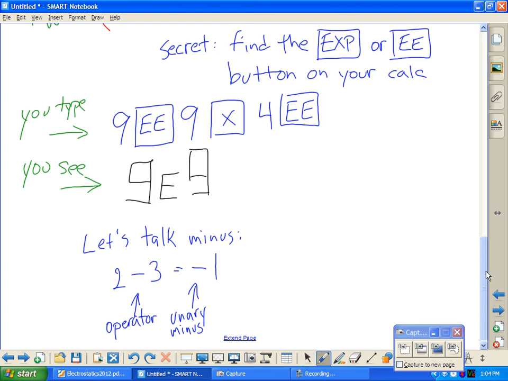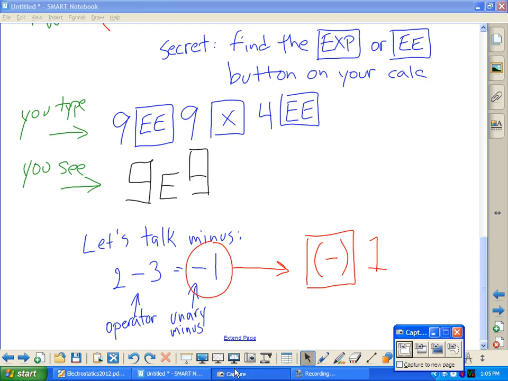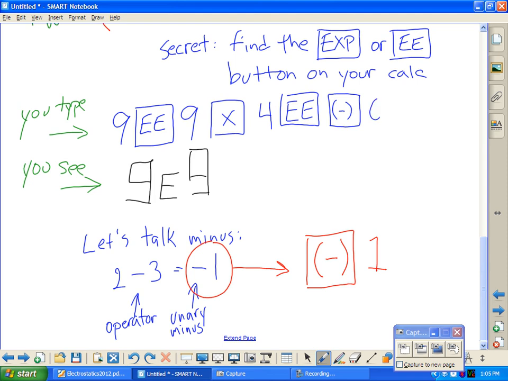So on your calculator, this is typed in with the unary minus button, which usually I think looks like that. So we do EE. 9 times 10 to the positive 9 times 4 times 10 to the... What was the pitfall? Oh, 6. So what did you do that made the error, Chris? I just didn't put the negative 6 in.